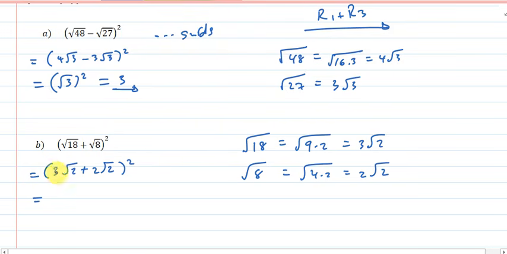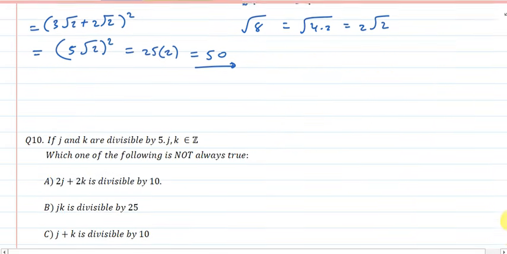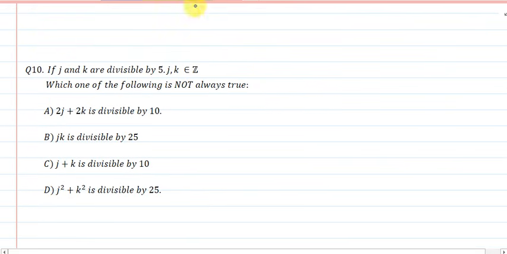So 3 root 2 plus 2 root 2 is 5 root 2, and if we square it, we get 5 squared, which is 25, and root 2 squared, which is 2, and 25 times 2 is 50. So root 18 plus the square root of 8, all squared, should get the answer of 50. Right, this is a nice question.